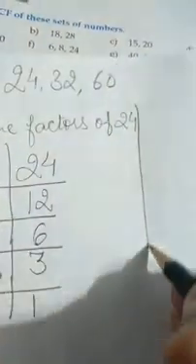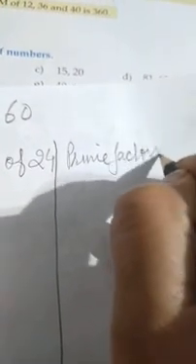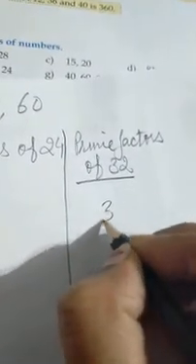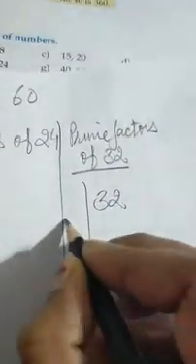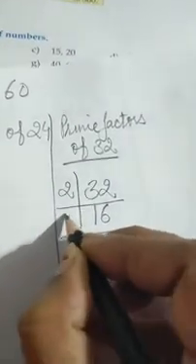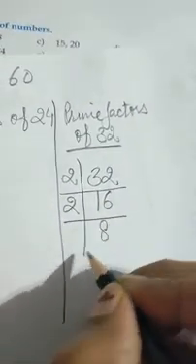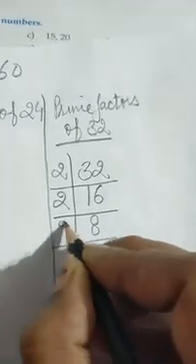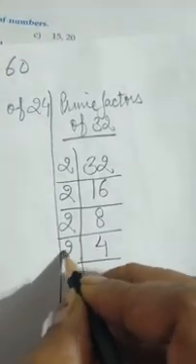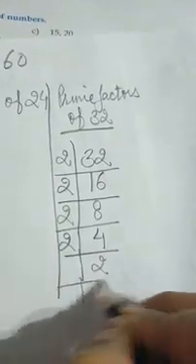After that the next number is 32. We will make prime factors of 32. Now 32 is divisible by 2. We will get 16. Then 16 is again divided by 2. We will get 8. 8 is also divisible by 2. We will get 4.